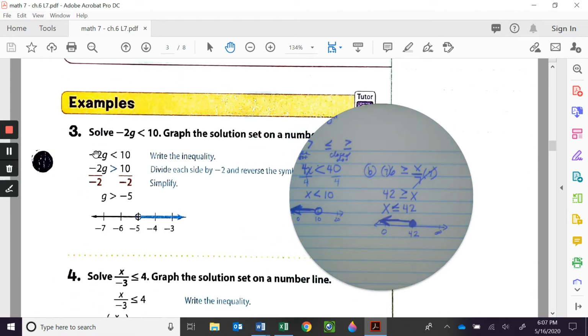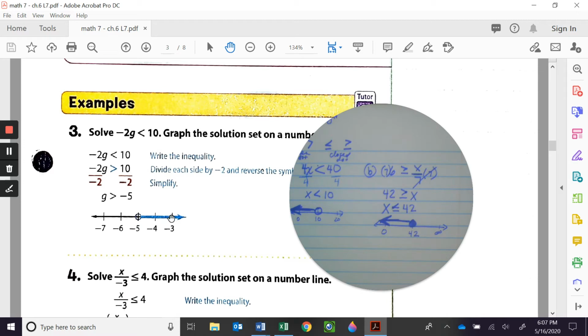Okay, so look what we have. We have negative 2g is less than 10. So then they divide by the negative 2, and then look what happens. Okay, it's no longer a less than. Now it's greater than. So any time that you multiply or divide by a negative, you're actually going to flip the inequality. Okay, so it's no longer less than, now it's greater than.